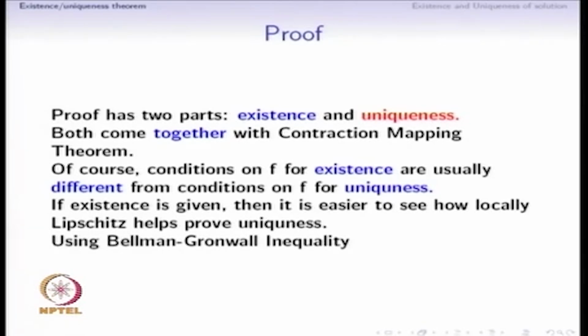But of course, in general, the conditions on F for existence of a solution to the differential equation are different from the conditions on F for uniqueness of the solution to the differential equation. These conditions are usually different, and suppose the existence is given, suppose due to some particular property of F, it turns out that we have a solution to the differential equation.